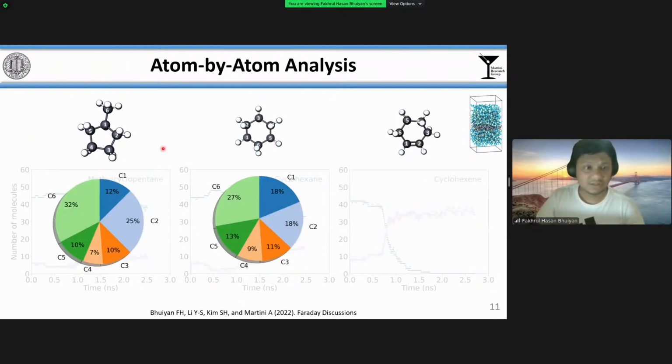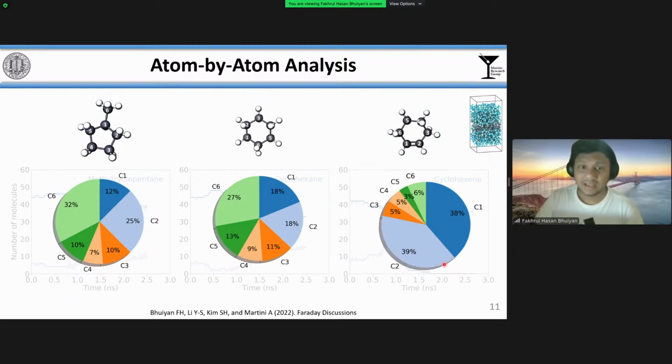To answer that question, we numbered the carbon atoms of the molecules from 1 through 6 and calculated the probability of each of these carbon sites to participate in an oxidation reaction. The result is shown as a pie chart. Looking at methyl cyclopentane and cyclohexane, it looks like all carbon sites of the two molecules were more or less similarly reactive, as they have similar probabilities of going through an oxidation reaction. However, cyclohexene is completely different, as most of the oxidations happened at the double bond site, which is the C1 and C2. This suggests that the carbon-carbon double bond is more susceptible to mechanical stress.